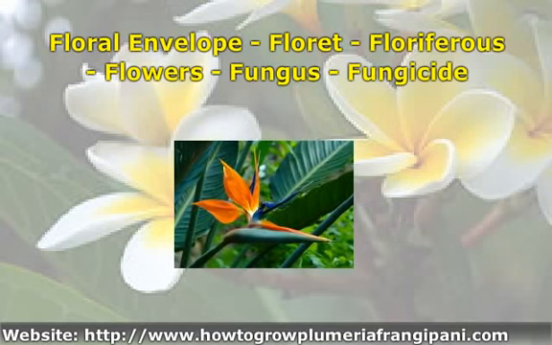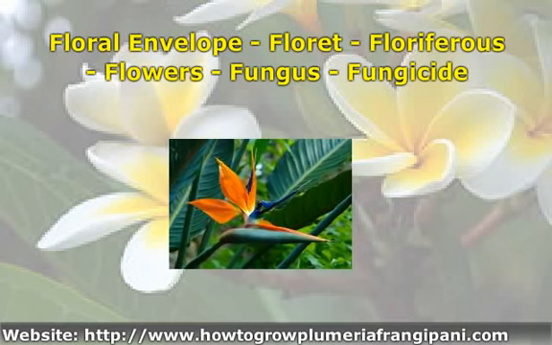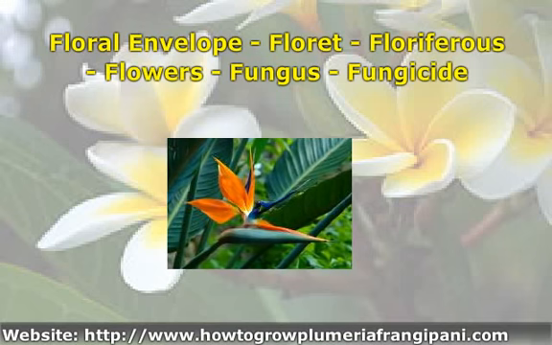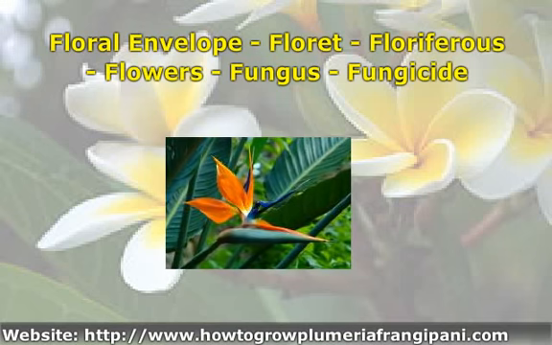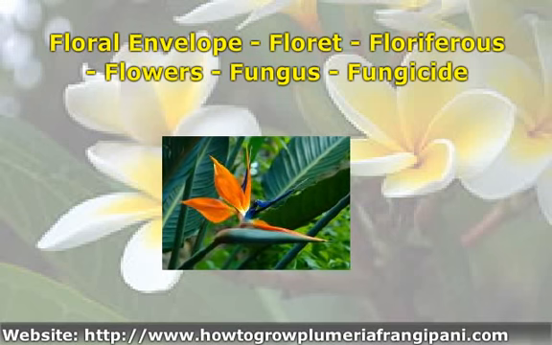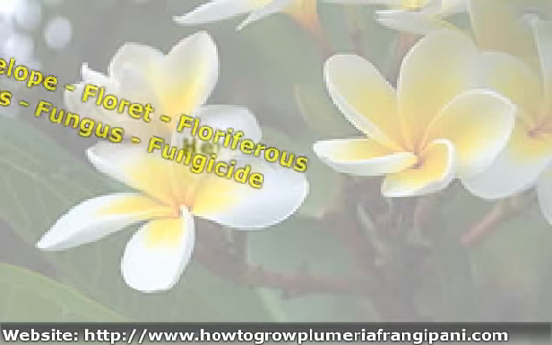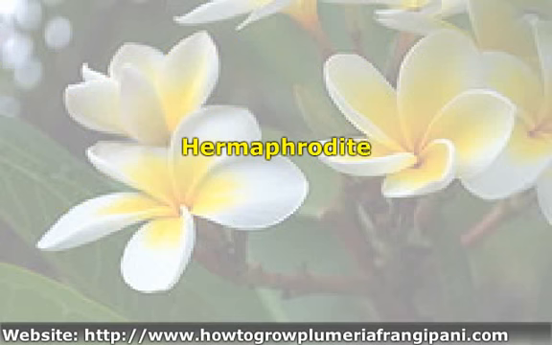Flowers are reproductive structures of some seed-bearing plants. Fungus is a collective term for a wide variety of organisms which reproduce by spores. Fungicide is described as any toxin which kills or prevents the growth of fungi, which is plural for fungus. Hermaphrodite is any bisexual plant, which means that the flower contains both stamens and pistils.